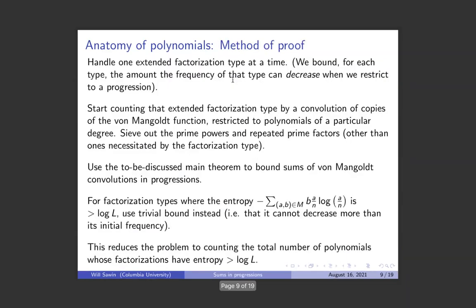Let me start talking about the proof of this statement. So the strategy I'm going to use is to work with one factorization type at a time. And we're going to bound for each type the amount the frequency of that type can decrease when we restrict from all polynomials prime to g to a progression. And so we're taking advantage here of the fact that the total amount of decrease is equal to the total increase because mass is conserved, and we're only going to bound the decrease.